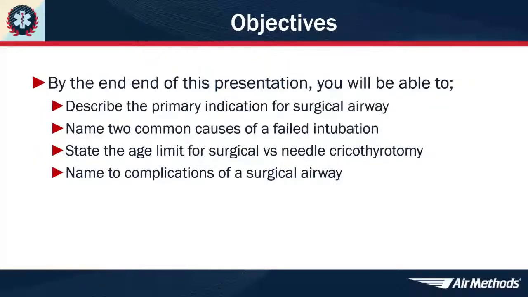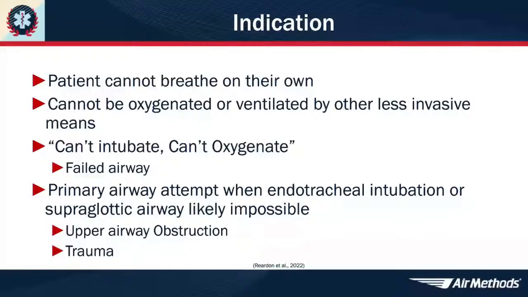All right, the objectives. We'll talk about the primary indication. I basically just gave that to you. We'll talk about two common causes of failed intubations, some age limitations for different ones, and some complications that you may run into. So indications are going to be that the patient can't breathe on their own. Like I said, can't ventilate, can't intubate, right? The patient cannot be oxygenated or ventilated by any other means, essentially.